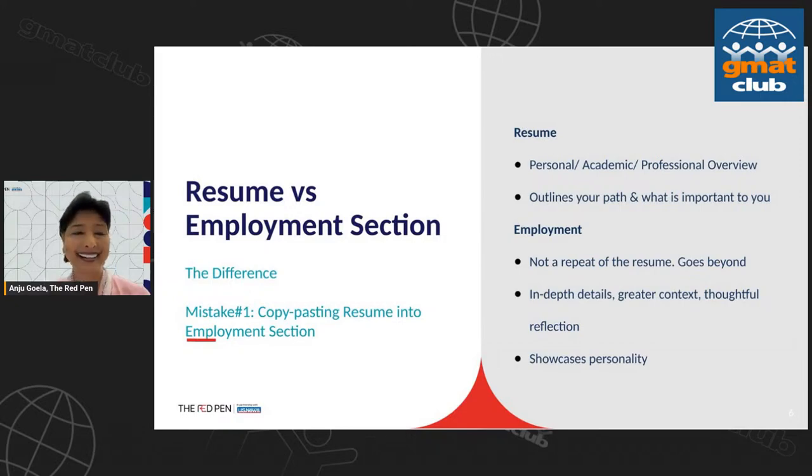This is a question that I'm asked very often. Candidates come to us and say, well, I've already put everything about my employment in the resume. Why do we have an employment section? Okay. There is a difference between the information in the resume and the employment section. The biggest mistake you can ever make is copy pasting your resume into your employment section. That is a big no-no. Please do not do it.